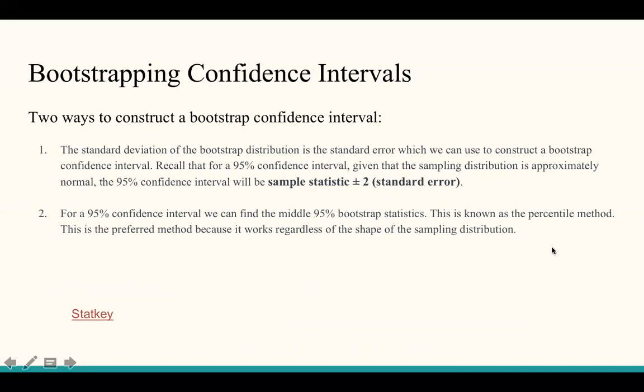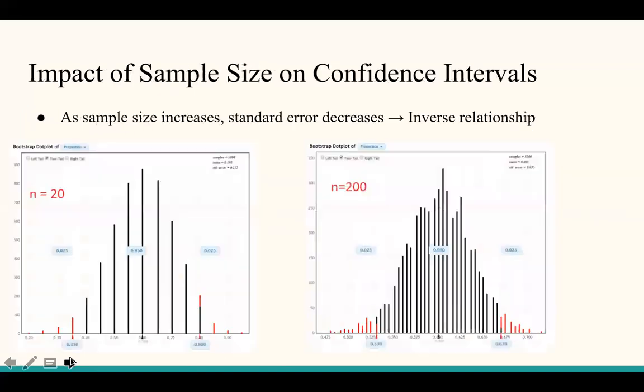The next way, if we're doing a 95% confidence interval, is to find the middle 95% of bootstrap statistics, known as the percentile method. This is most likely preferred because it works regardless of the shape of the sampling distribution. It will work no matter what, but it may be easier just to use the formula in this case. But if you're using StatKey, either one is fine.